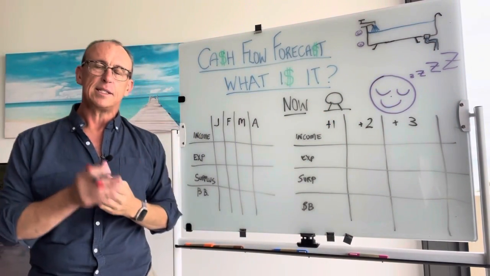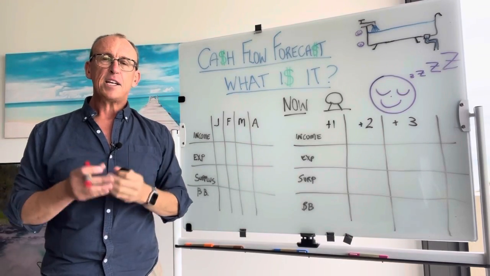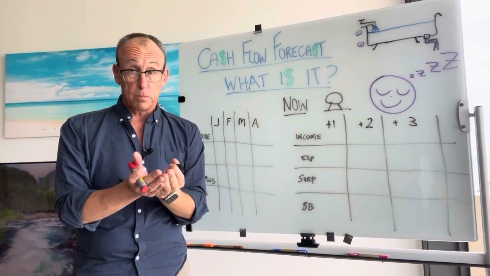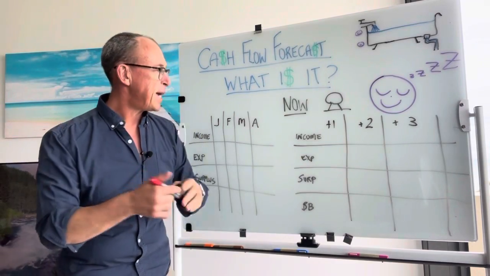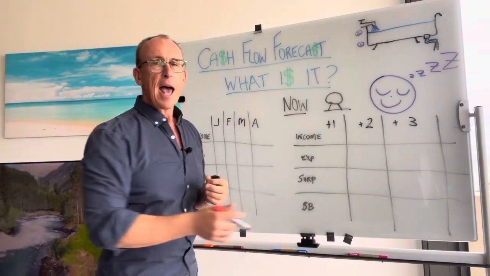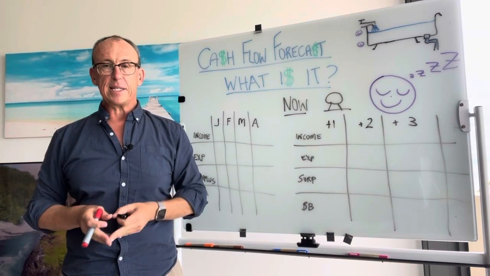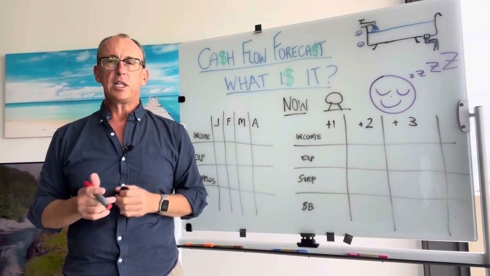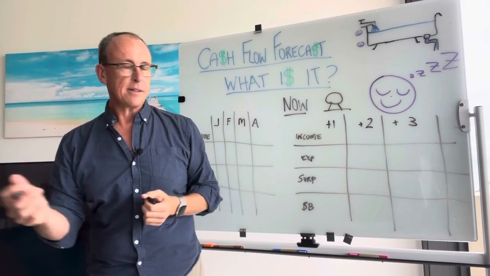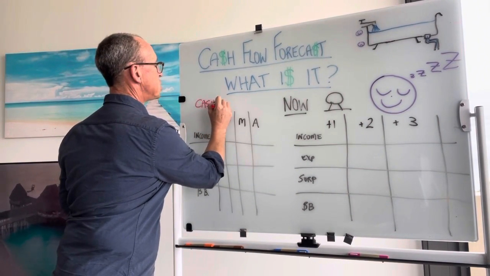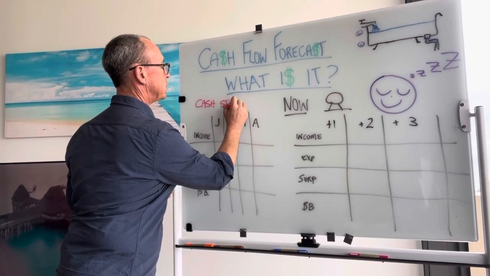So how do we do this? Now here's the thing. A cash flow forecast is a bit like looking into a crystal ball. It's your best guess at how you think the cash is going to flow. So where do we get a basis to start? First thing you want to do is go to your accounting software and print out something called your cash statement.